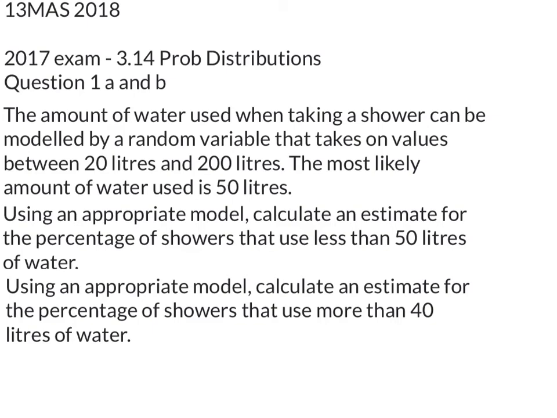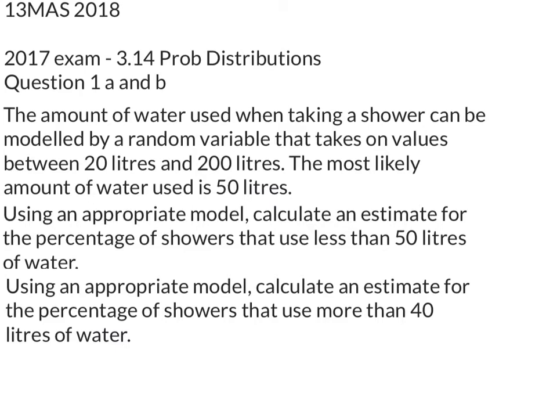Kia ora Year 13. This is part of question 1 from last year's probability distributions exam paper. Usually when I do these exam questions I have a clip from the PDF of the exam paper, but I'm having trouble with the iPad, so I've just typed it out myself. It's just about word for word, but you might like to go download the exam paper to check that for yourself. What we're working with here is a triangular distribution.